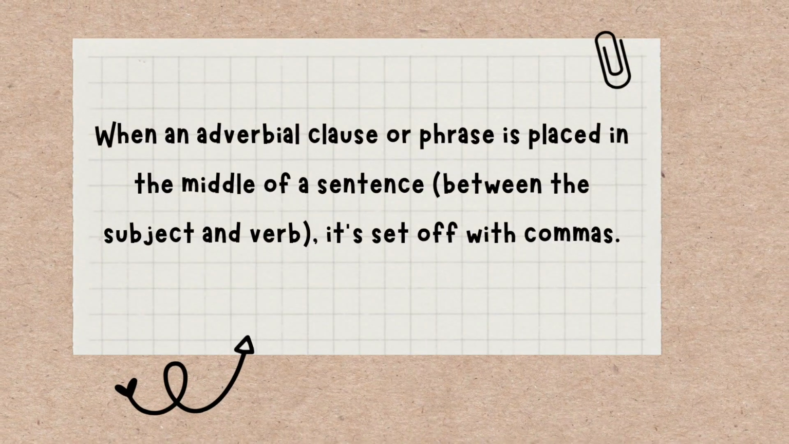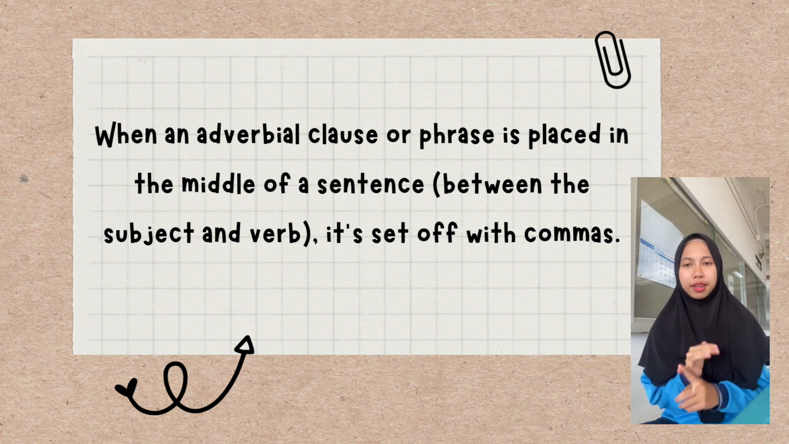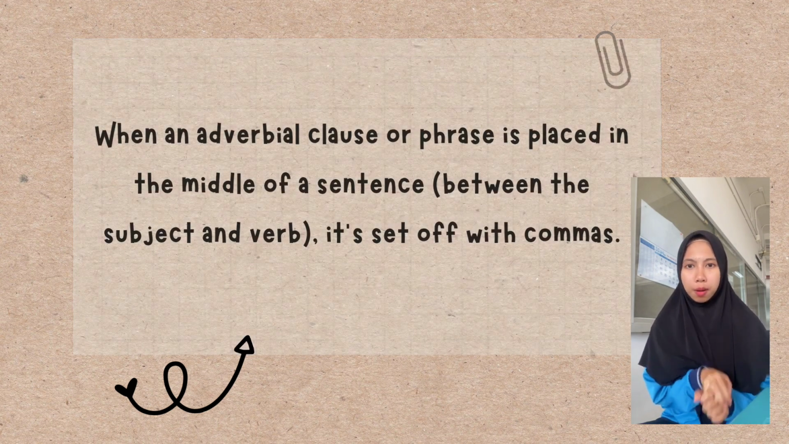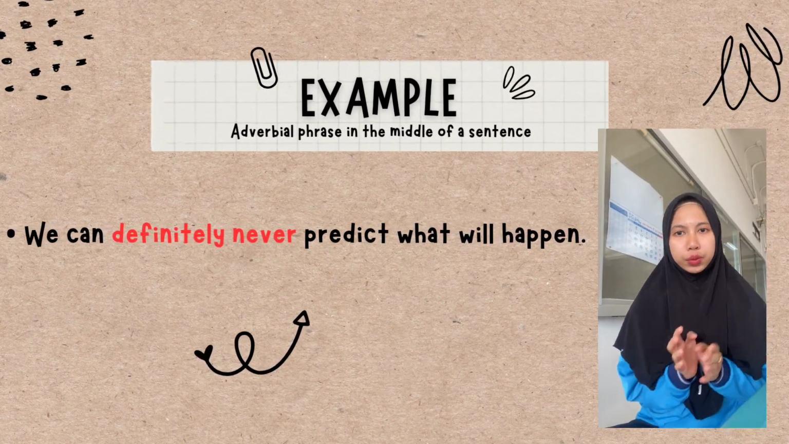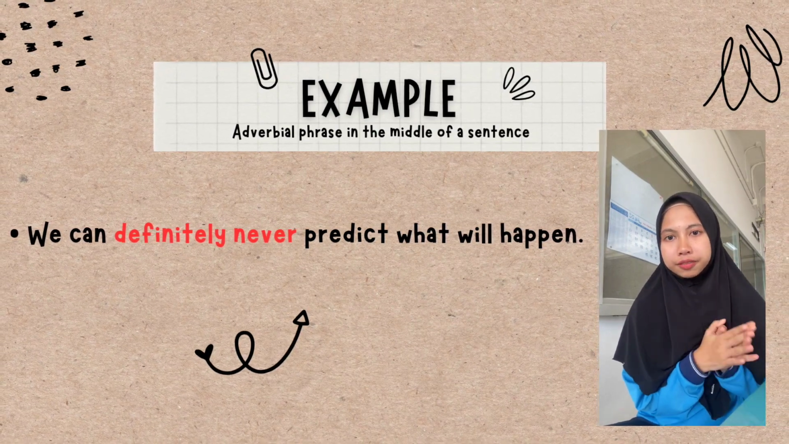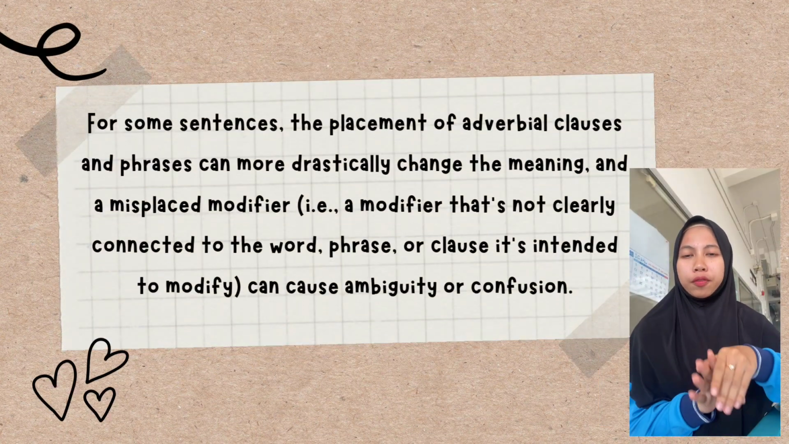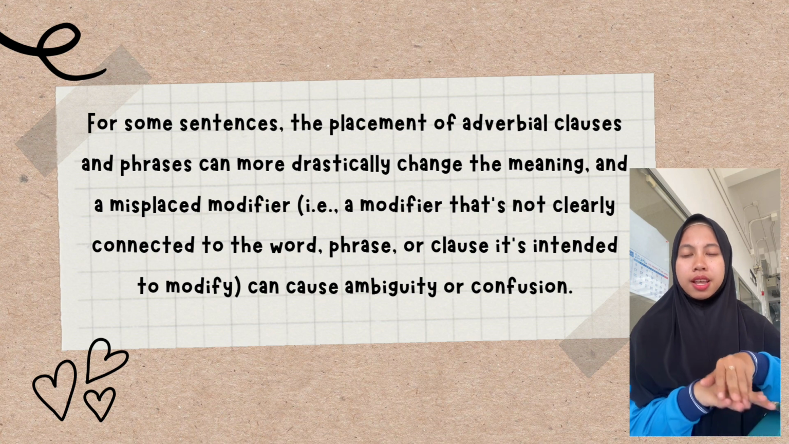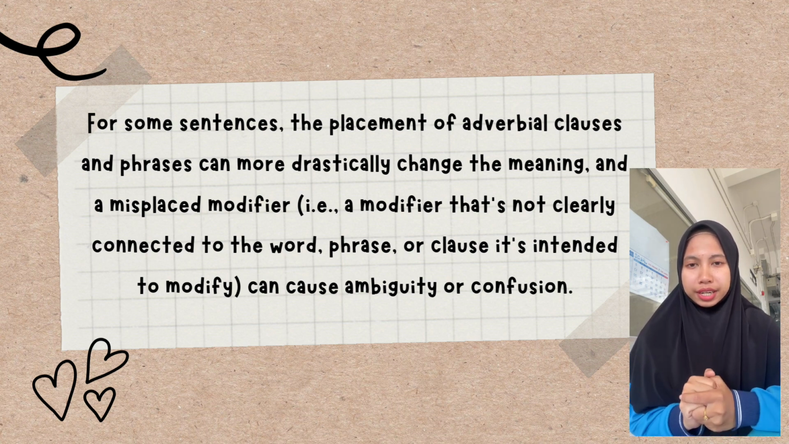When an adverbial clause or phrase is placed in the middle of a sentence between subject and verb, it's set off with commas. For example, we can, definitely never, predict what will happen. For this sentence, definitely never is an adverbial phrase placed in the middle of the sentence. For some sentences, the placement of adverbial clauses or phrases can more drastically change the meaning, and a misplaced modifier can cause confusion.